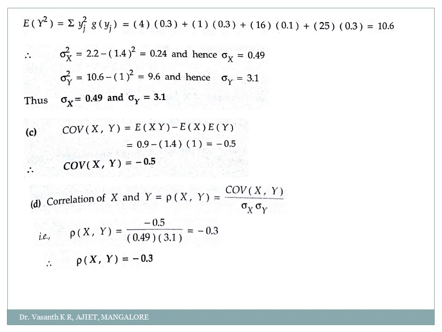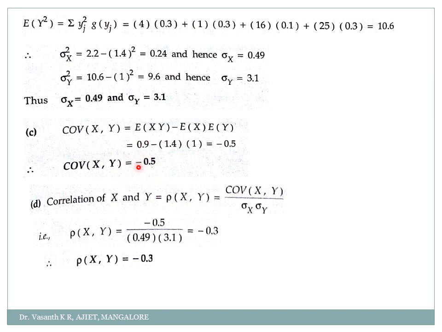Clear? Now covariance of xy. So how will you do covariance of xy? It is simply expectation of xy minus expectation of x into expectation of y. So expectation of xy is 0.9 minus expectation of x is 1.4, expectation of y is 1. So I'll get my covariance of xy as minus 0.5.